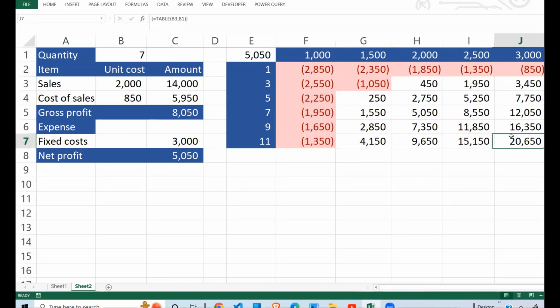And you also observe that the maximum profit is obtained when we have the highest unit selling price and the highest quantity, which is 2650. So if you plug any of these figures in our model here, you'll get what we have here. So this is how we do the what if analysis varying two variables.